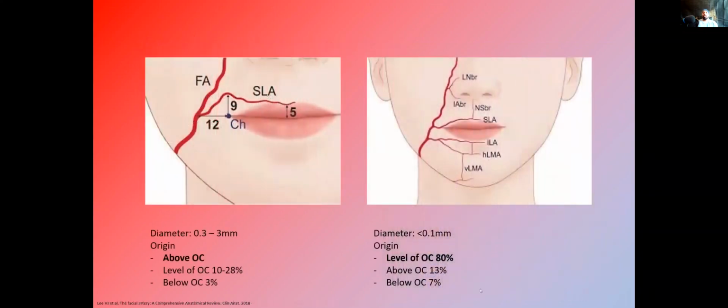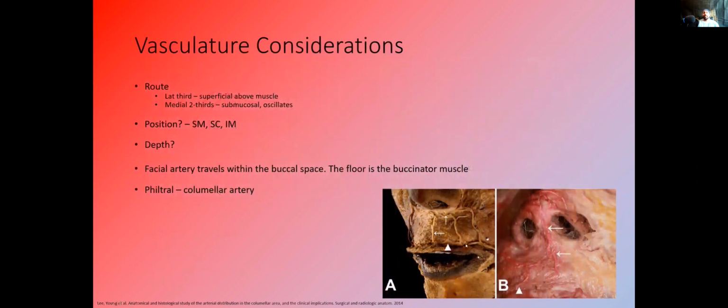Just looking at these diagrams, done by Lee Young and his colleagues in 2014. What you'll see here, where this triangle is the superior labii artery, is it giving off its columella artery here with these two small arrows. This is another version. This is your superior labii artery here with the big triangle, and it's giving off its columella artery just up here.